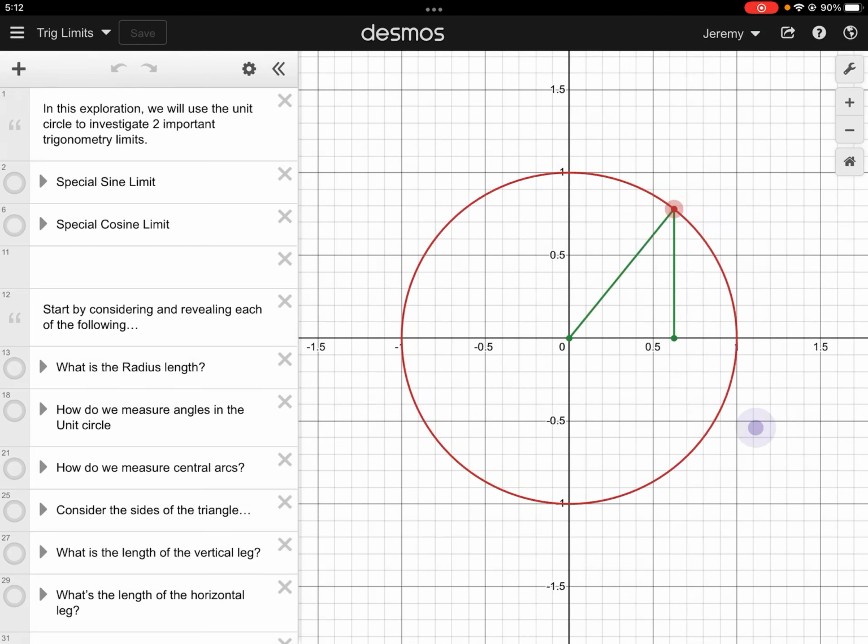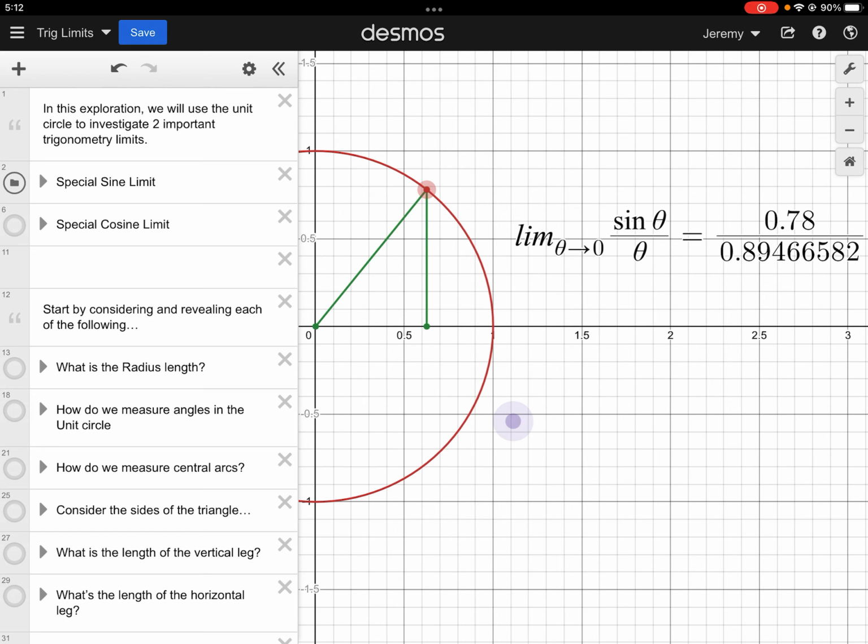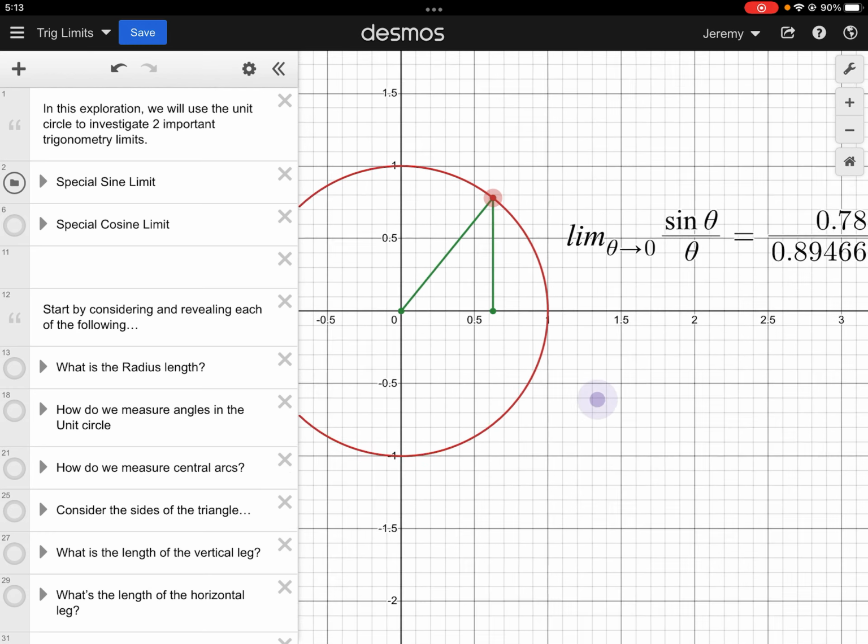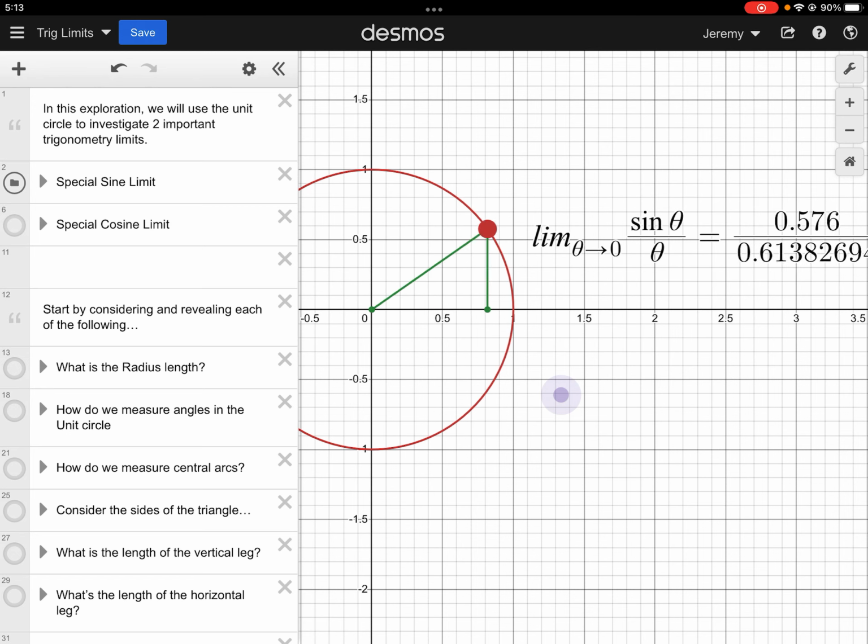When working with limits, we run into a couple of limits that cause us some difficulty. And these are special limits because they deal with trigonometry. So our first special limit that we want to look at here is the limit as theta goes to 0 of sine of theta over theta. So we're going to use this unit circle here to help us investigate.